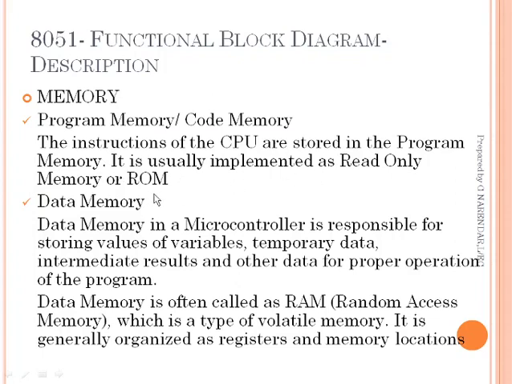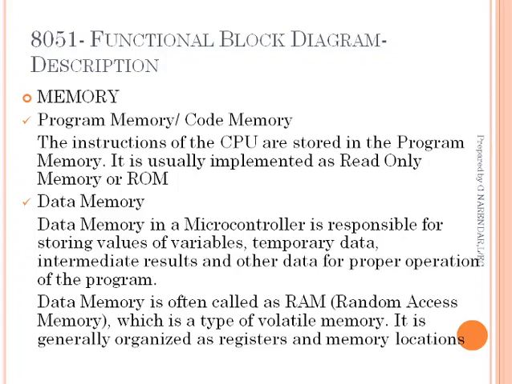Why? Because read-only memory is non-volatile. That means when power goes off, the contents of the ROM will not get erased. Whatever instructions we have written will be retained even though power is off. That's why the instructions are stored inside the program memory, or code memory, or on-chip ROM. All the names are synonymous, so you can use program memory, code memory, or on-chip ROM interchangeably.